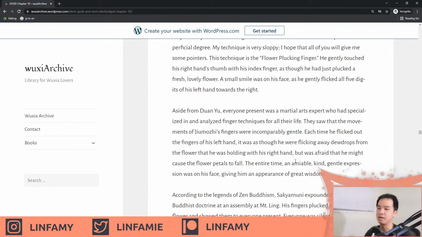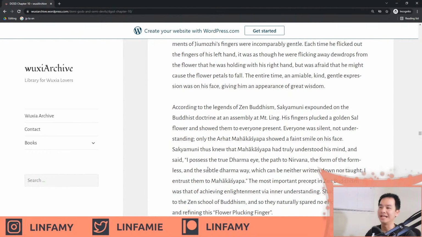But was afraid that he might cause the flower petals to fall. The entire time, an amiable, kind, gentle expression was on his face, giving him an appearance of great wisdom. According to the legends of Zen Buddhism, Shakyamuni expounded on the Buddhist doctrine at an assembly at Mount Ling.